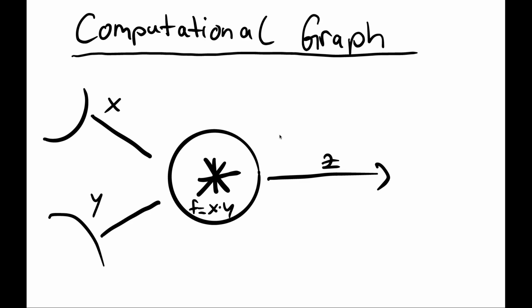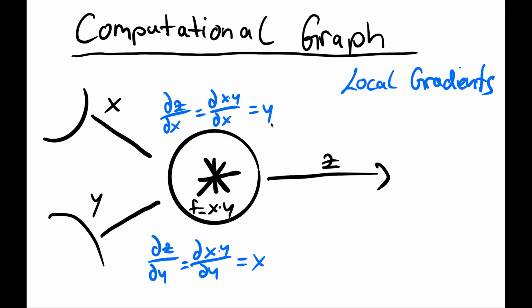Now at these nodes, we can calculate so-called local gradients, and we can use them later in the chain rule to get the final gradient. Here we can compute two local gradients. The gradient of c with respect to x is simple since we know this function. This is the gradient of x times y with respect to x, which is y. And in the bottom, we compute the derivative of x times y with respect to y, which is x. So local gradients are easy because we know this function.